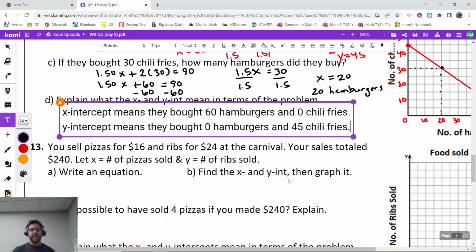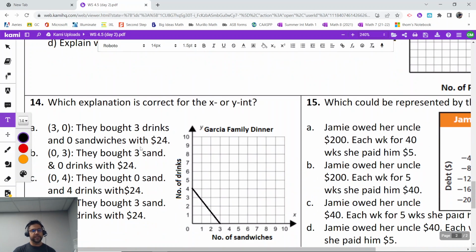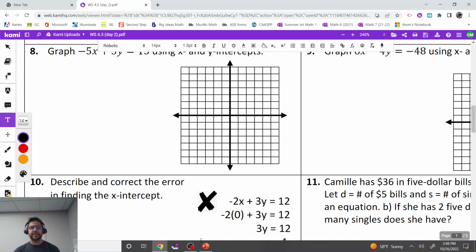So if you notice, you're going to do the next part with pizzas and ribs, so very similar. Ooh, maybe you can start on 14 real quick. What do the x and y intercept actually mean? All right, you're going to be awesome and do as best as you can.